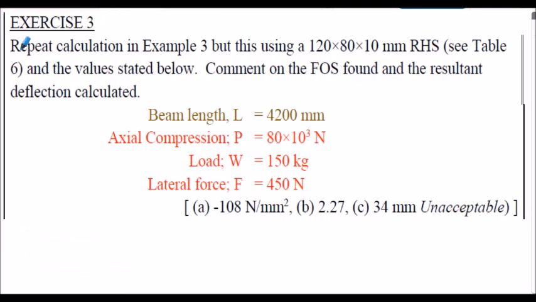I'll leave you with exercise 3, which is essentially a repeat calculation of example 3, but this time we're going to use a different RHS section. It's a 120 by 80 by 10 millimeters section. Again, table 6 of our slides will show the properties for that.